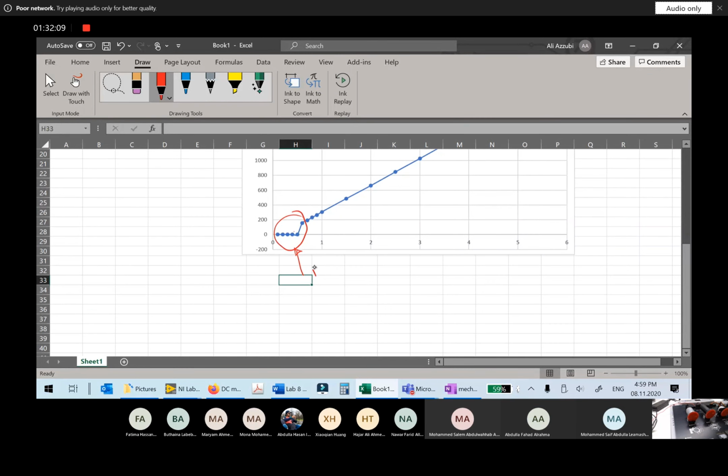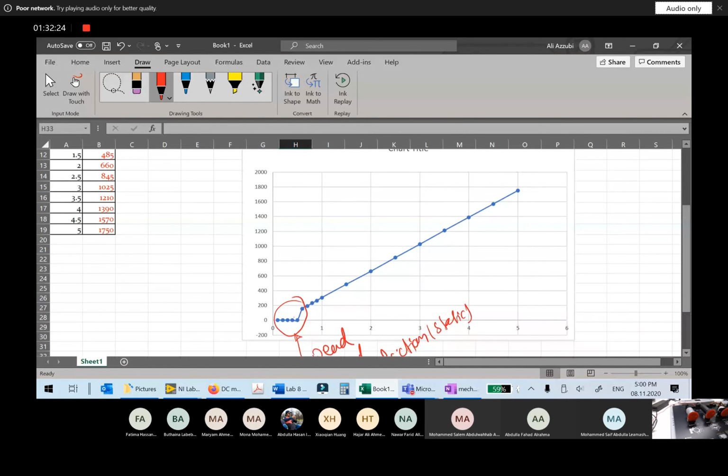So this is dead band due to friction. Of course, this is static. Now here, this is linearity. This is the linear curve. Of course, when you have linear, what do you think we should find?